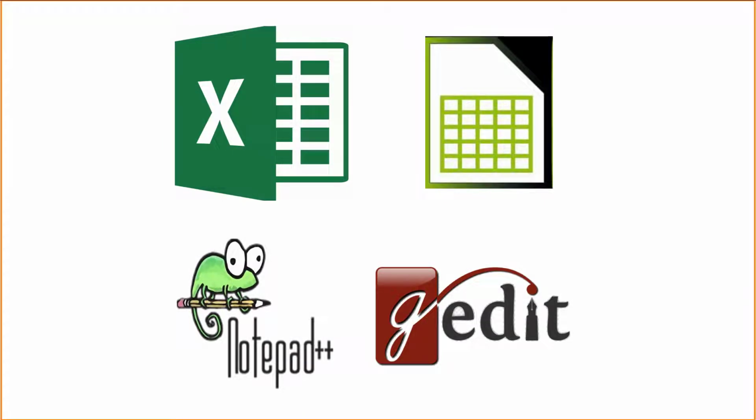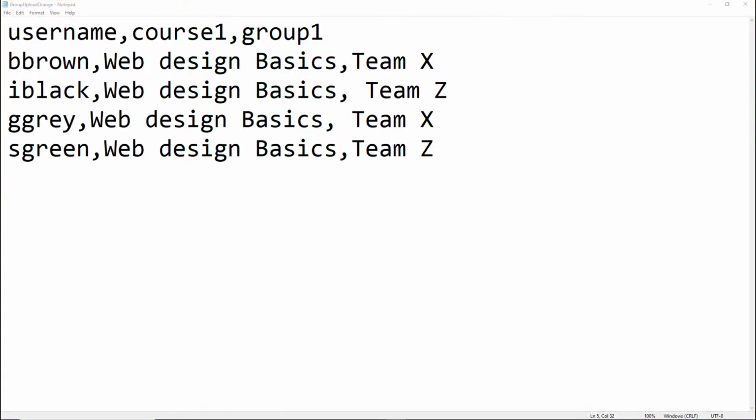First, we need to prepare our file offline. We can either use a simple text editor such as Notepad or Gedit, or use a spreadsheet program such as Excel or LibreOffice Calc. If you can use a simple text editor, it's better, because sometimes saving in Excel can cause problems. Here's an example of a text file which shows the username, course name and groups. You need the short name of the course, and if the group has not been created in the course, it will be created when the file is uploaded.